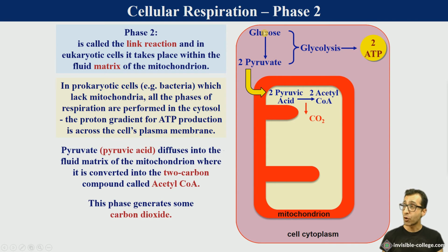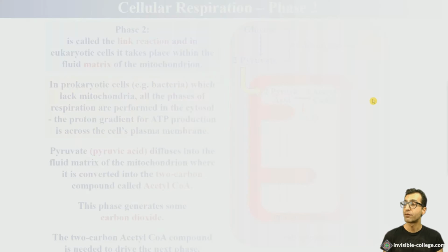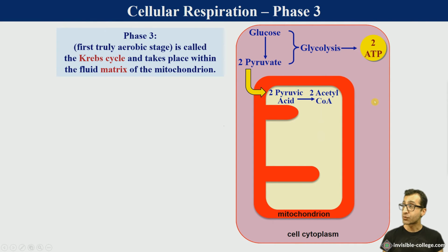The anaerobic phase of glycolysis produces 2 pyruvate per glucose molecule. Those pyruvate molecules then diffuse across the 2 membranes of the mitochondrion, the outer membrane and the inner membrane, into the fluid matrix in the center of the mitochondrion. There, the pyruvic acid molecules are converted into 2 acetyl CoA molecules, and in so doing, this releases carbon dioxide. The 2-carbon acetyl CoA compound is then needed to drive the next phase of the aerobic side of respiration. So phase 3 is the first truly aerobic phase because it requires oxygen.